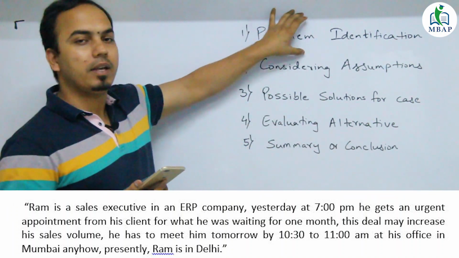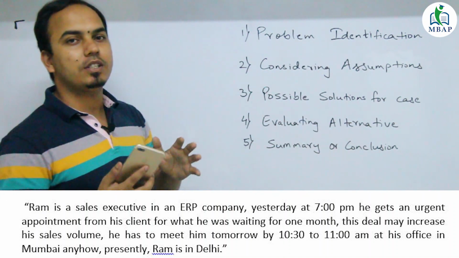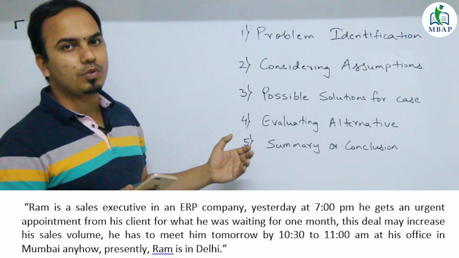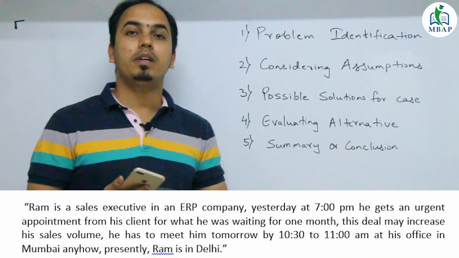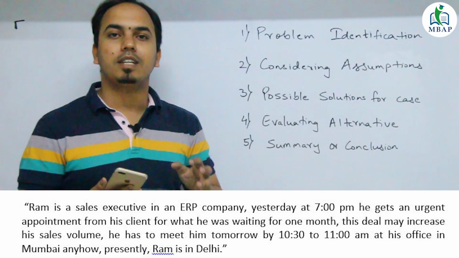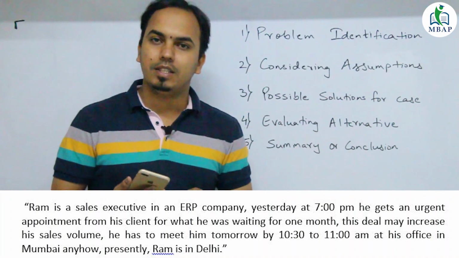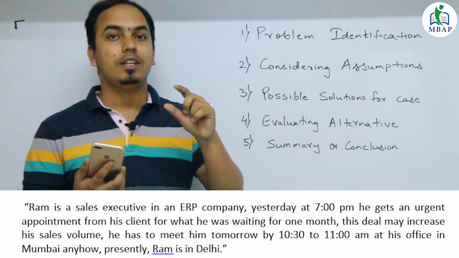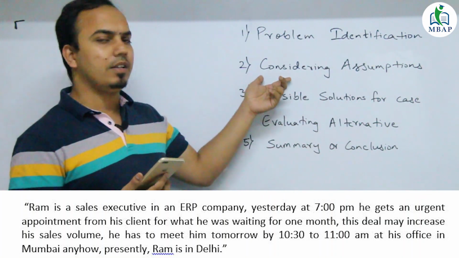Now this is the main thing. If you want to stand out as a leader in the discussion, your job is to first start by saying: friends, we have a particular case, and this is the framework that we should follow for a case discussion. The first step is problem identification. So what should we do in problem identification? Let's drill down on that. Understand there can be multiple problems in a particular case. However, you have to find the root cause of it. The root cause in this particular case is that Ram is not in the same location where he has a meeting tomorrow. Now there are certain assumptions that you can definitely bring in, considering assumptions.